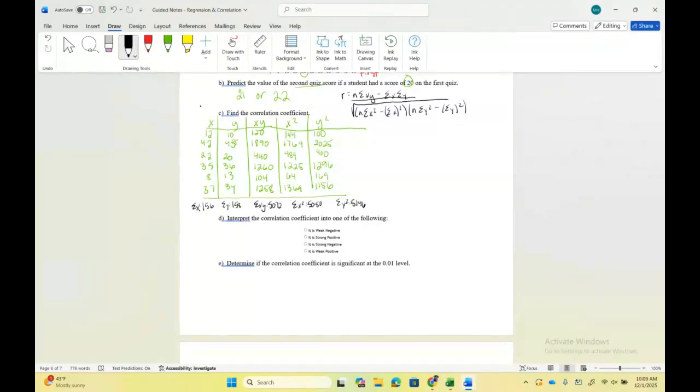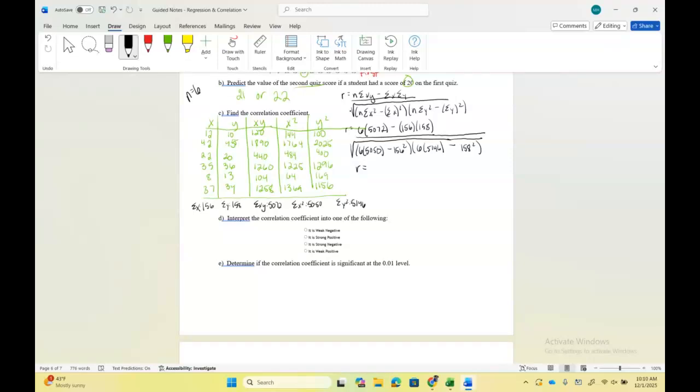All right, so we're just going to plug in what we have. N is 6 in this example, since we have 6 data points. So we have 6 times the sum of xy, which is 5,072, minus the sum of x times the sum of y. And n times the sum of x squared, 50, minus the sum of x, 156, raised to the second power, times n times the sum of y squared, minus the sum of y to the second power. All of that is under that square root symbol.